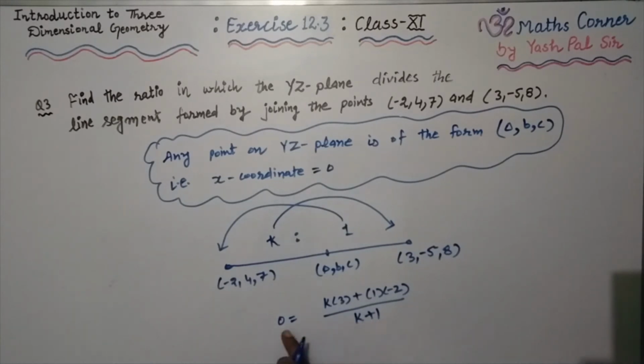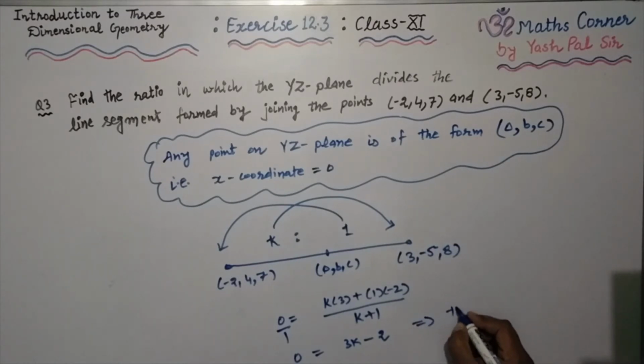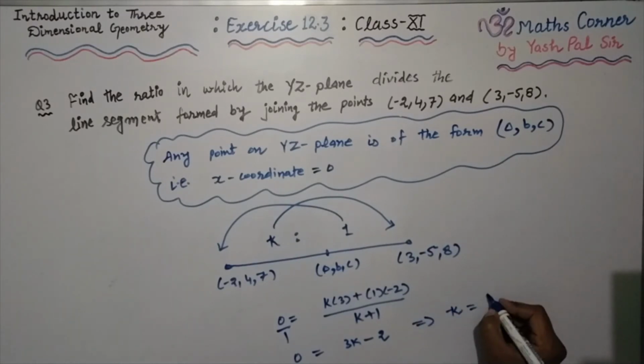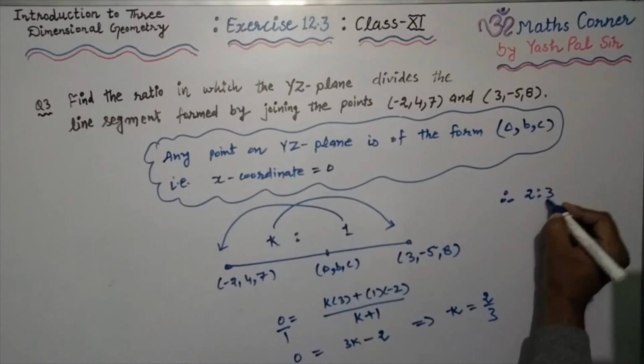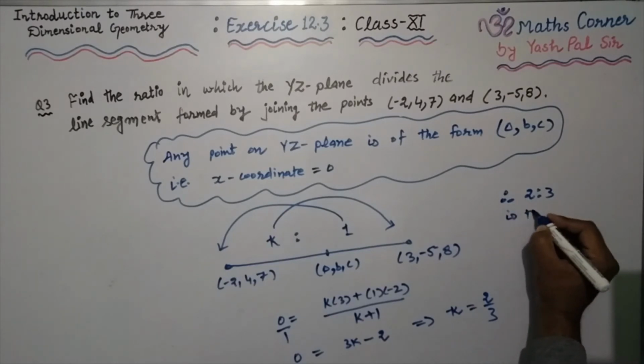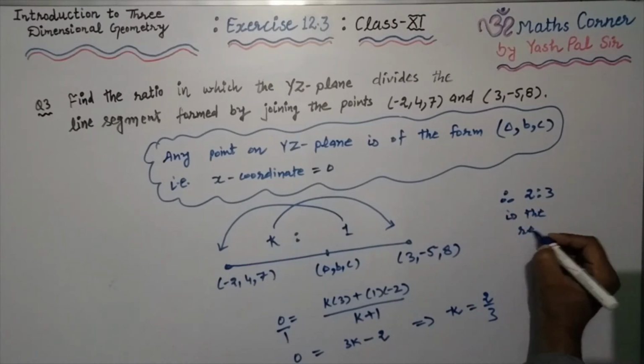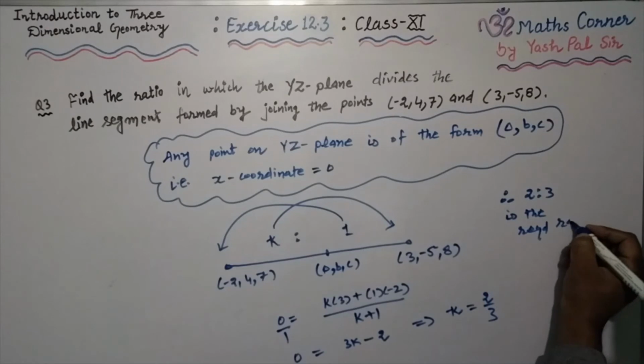Just we solve this. K plus 1 into 0, cross multiplying. So this is 0 is equal to 3k minus 2. So from here we can see the value of k is 2 upon 3. So we have the answer, required ratio 2 ratio 3. So 2 ratio 3 is the required ratio.